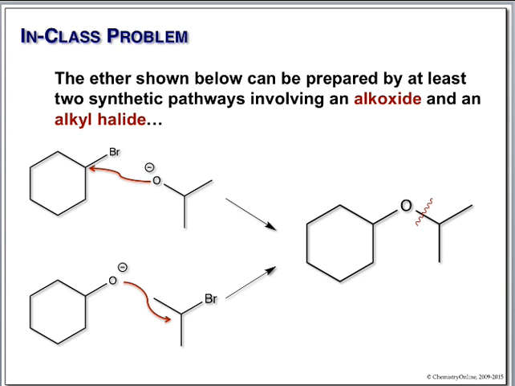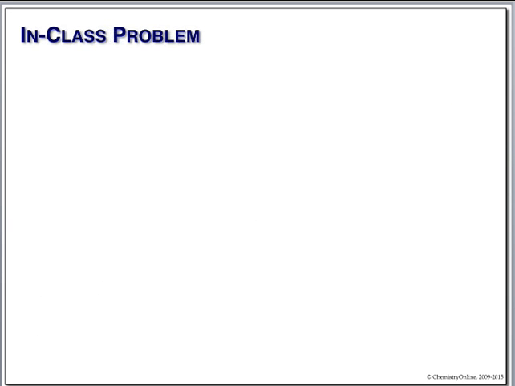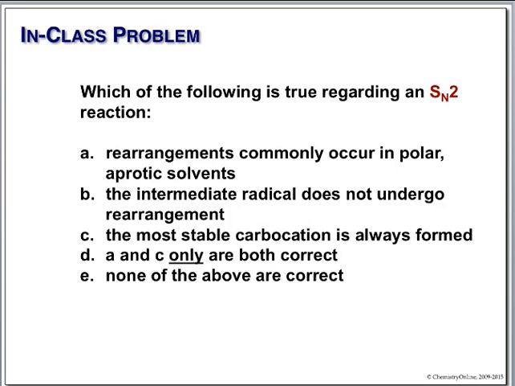All right, I think that the next thing in the exam is a series of fairly simple multiple choice questions. What is true regarding an SN2 reaction? Rearrangements commonly occur. No, that never happens in an SN2, does it? Only get a rearrangement when we have a carbocation intermediate.